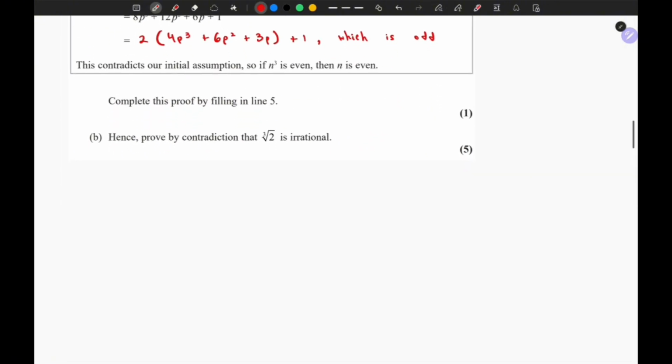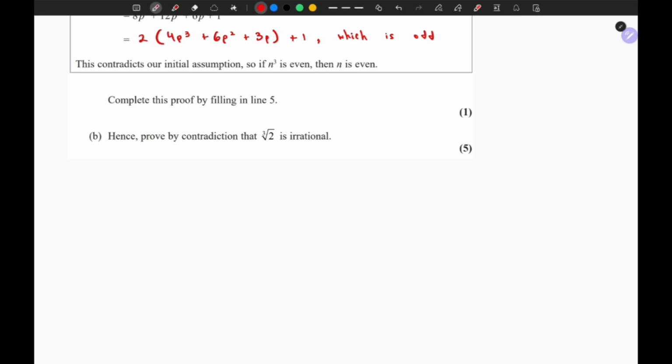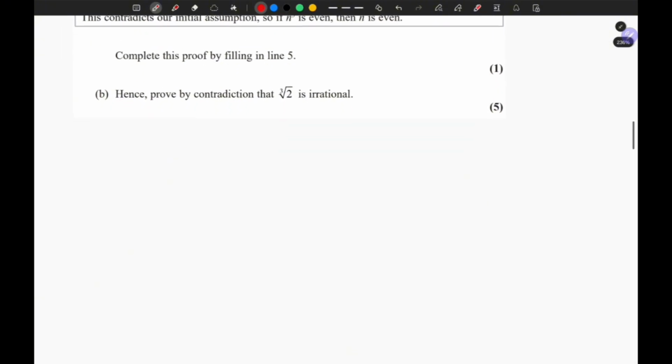Now in the second part, we need to prove by contradiction that cube root of 2 is irrational. So it's very simple: the assumption will be that cube root of 2 is rational. So let's first write down the assumption. Assume cube root of 2 is rational.